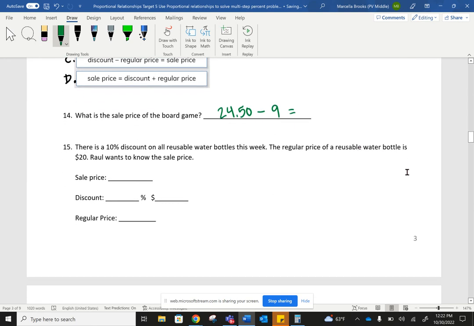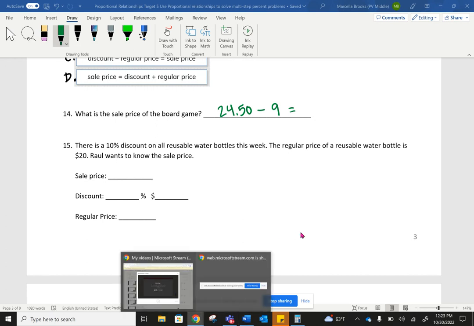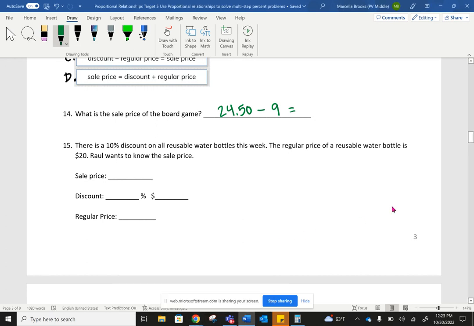All right, so number 15 is kind of where we're starting. This is really what the level 3 stuff looks like. Let's see how much time we're at. We're good. All right, there's a 10% discount on all reusable water bottles this week. So let's box that. 10% discount. The regular price of a reusable water bottle is $20. Raul wants to know the sale price.